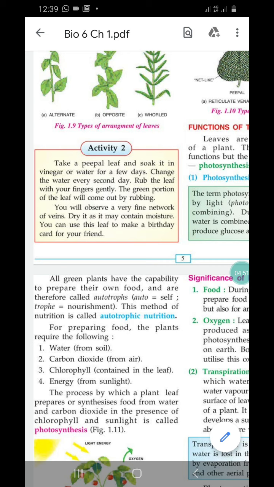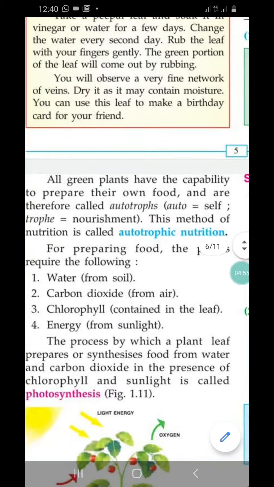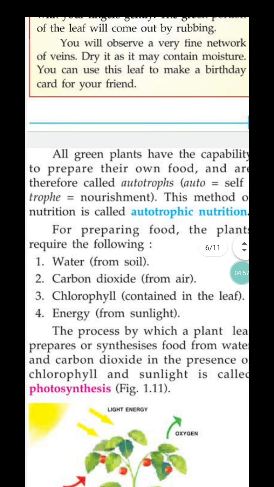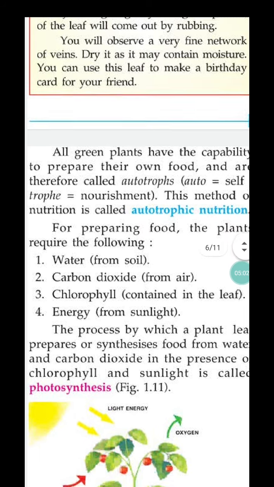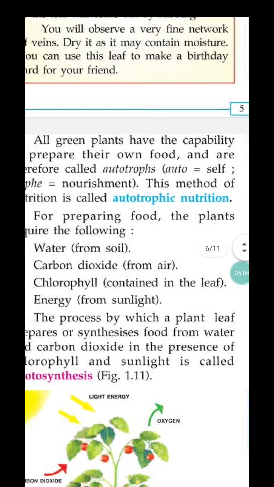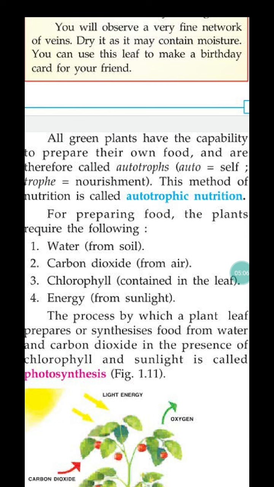photosynthesis. Okay, so the process by which a leaf prepares or synthesizes food from water and carbon dioxide in the presence of chlorophyll and sunlight is called photosynthesis.